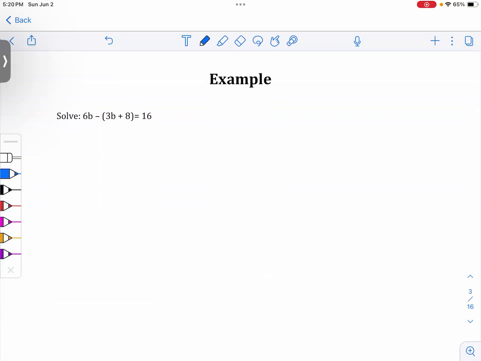All right, here's our parenthesis equation. 6b minus parenthesis 3b plus 8 equals 16. Before I start solving an equation, I want to simplify that equation as much as I can. So I take that negative and I rainbow it in. All right, rainbow, distribute, multiply through, whatever you call it. I like to call it the rainbow. That becomes -3b minus 8 equals 16. Then combine my like terms.